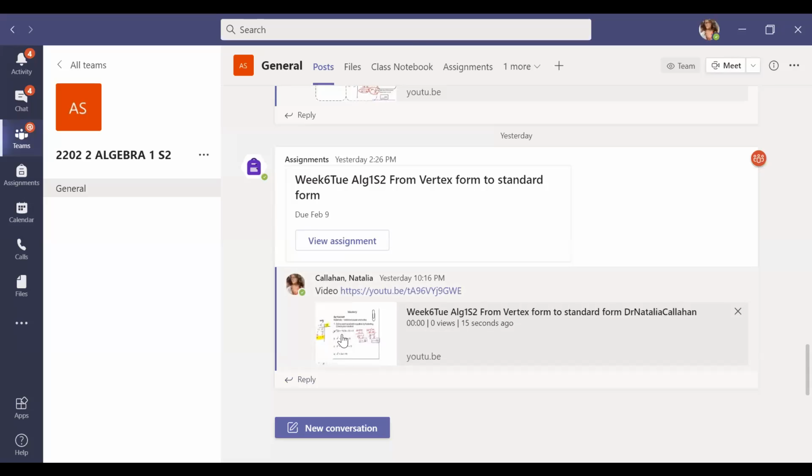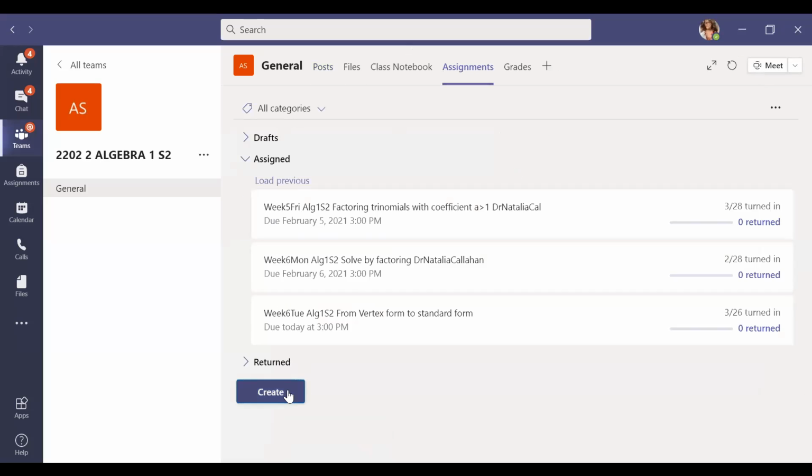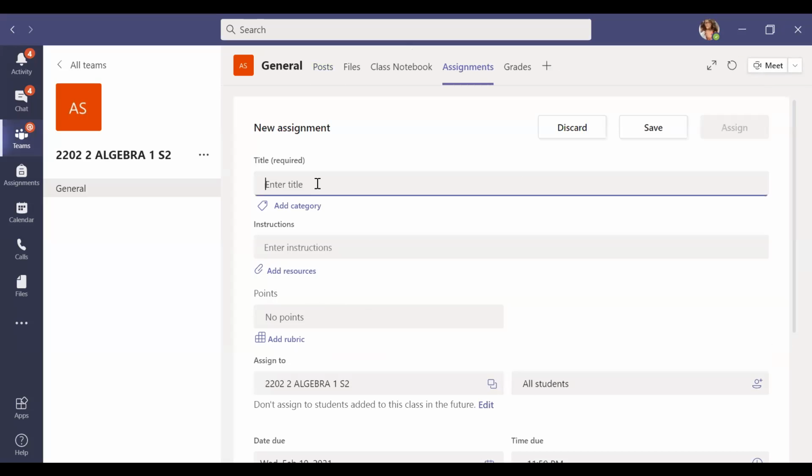All right, let's go ahead and view the assignment for today. Okay, so this is week 6, Wednesday, Algebra 1, Semester 2, and today our topic is going to be your assessment on polynomials, which includes adding, subtracting, polynomials in addition to finding the greatest common factor and factoring. I should say FOIL and factoring.